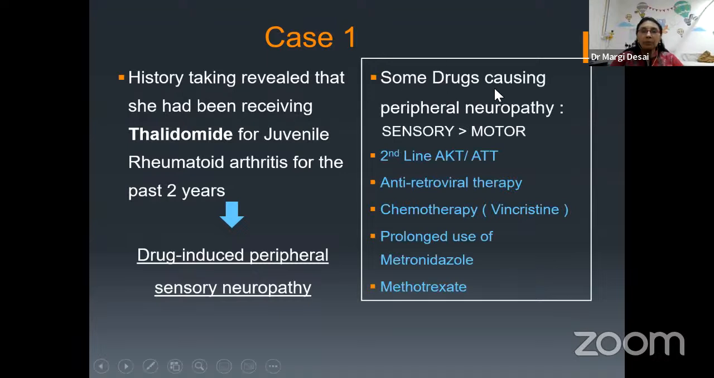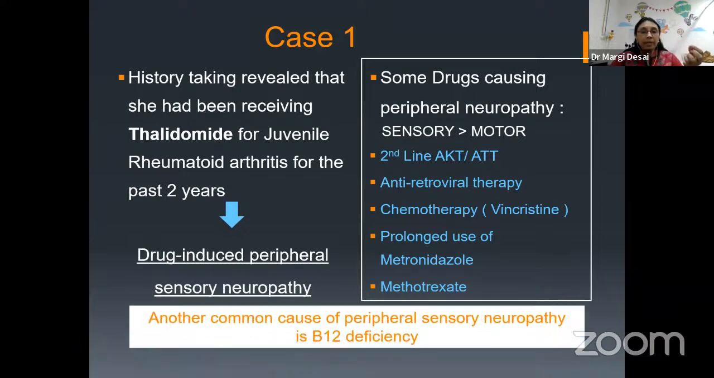Some of the common drugs which can cause peripheral neuropathy, sensory more than motor, are second line antituberculosis therapy and antiretroviral therapy. You all know vincristine is one of the chemotherapy drugs which commonly causes peripheral neuropathy. Even prolonged use of metronidazole and IV methotrexate can lead to peripheral neuropathy. In the Indian vegetarian population, another common cause of a peripheral sensory neuropathy is vitamin B12 deficiency.